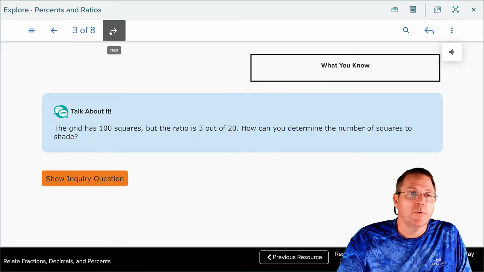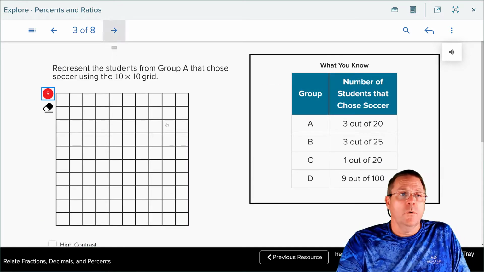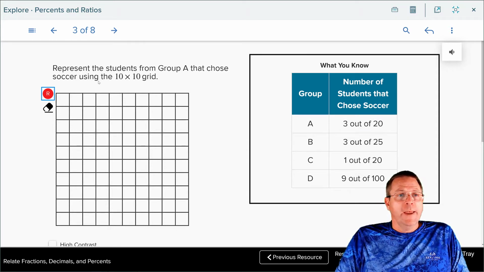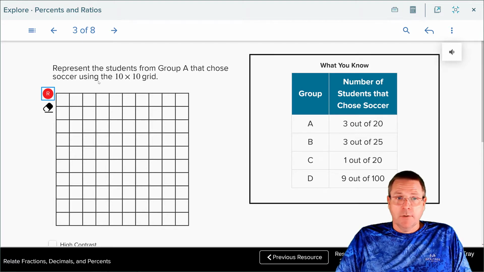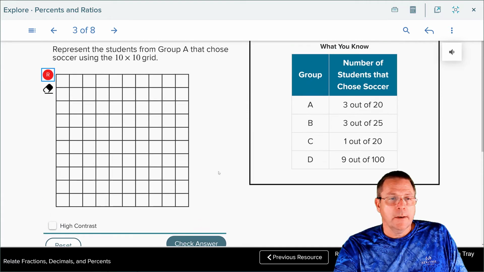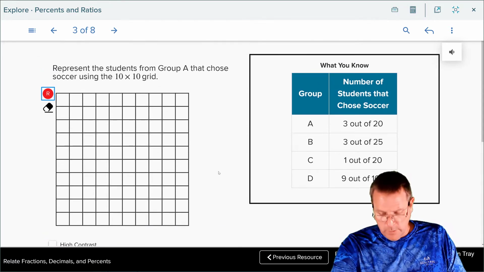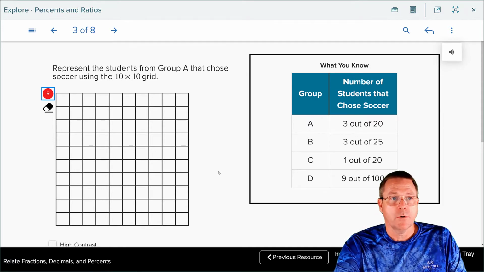Let's see what the textbook suggests to do. The grid has 100 squares. Alright, forget that. Let's start up at the top. Represent the students from Group A that chose soccer using a 10 by 10 grid. Now in Group A you have 3 out of 20, and it says, well, we got to actually do some math here, don't we? So let's pause the recording while I get some screenshots and we will work through that.